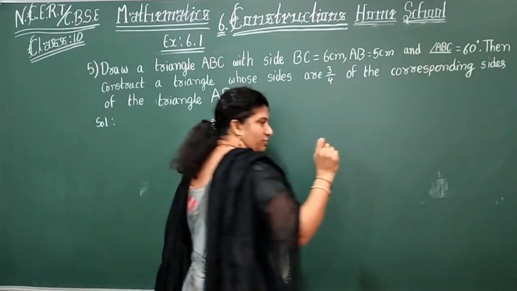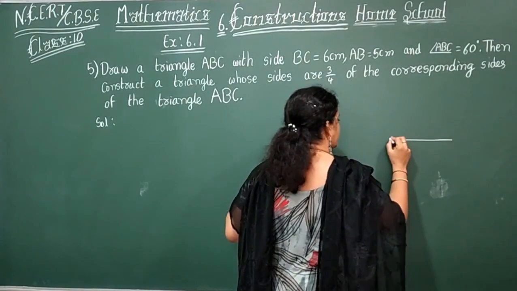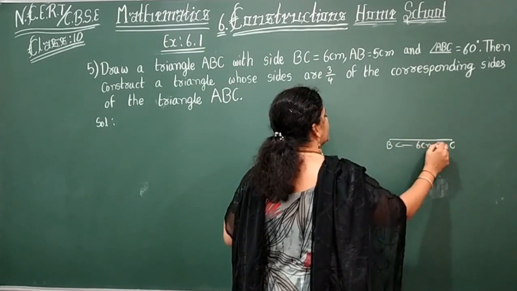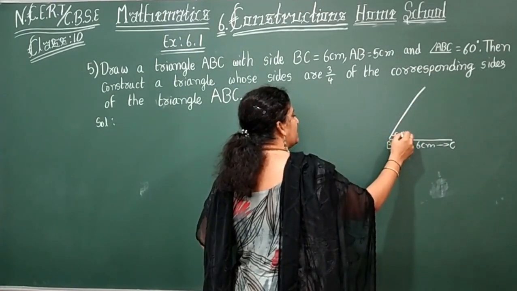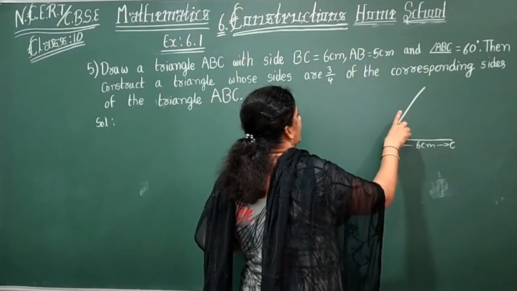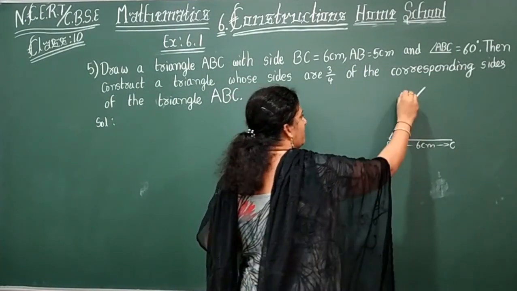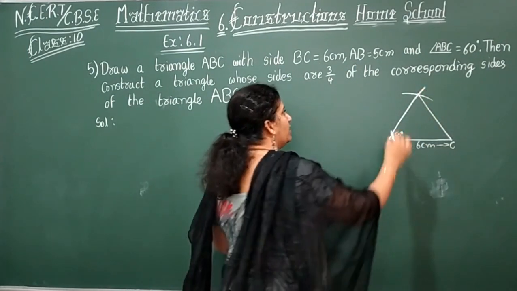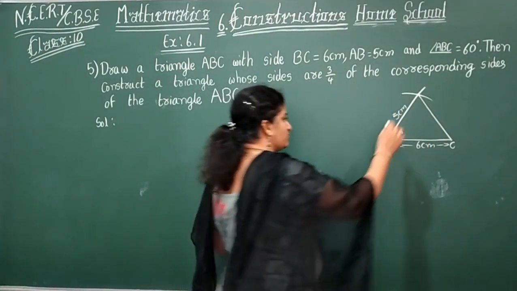Angle B should be in the base, so I'll take BC. Line segment BC of length 6 centimeters. Okay. From B, make an angle of 60 degrees using a protractor. Then, what is the AB measurement here? 5 centimeters. From B as a center, 5 centimeters, draw an arc. Then join. Okay, how much is this here? 5 centimeters. This is the way we construct the triangle.